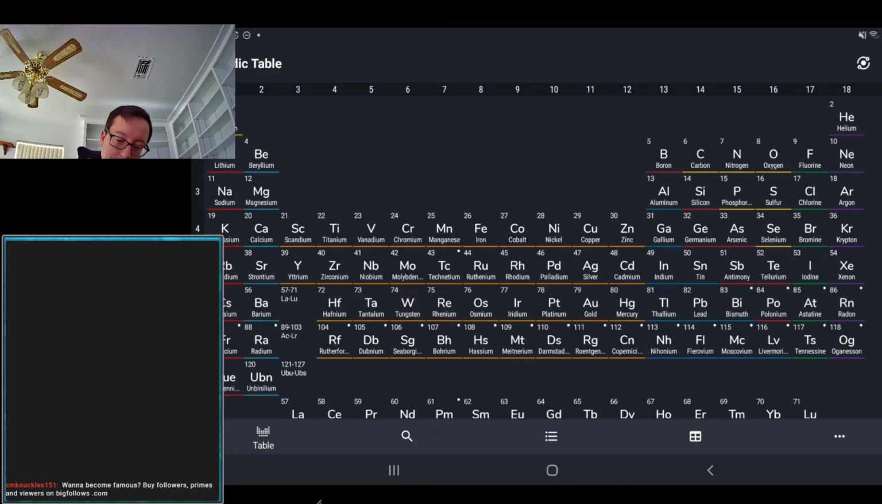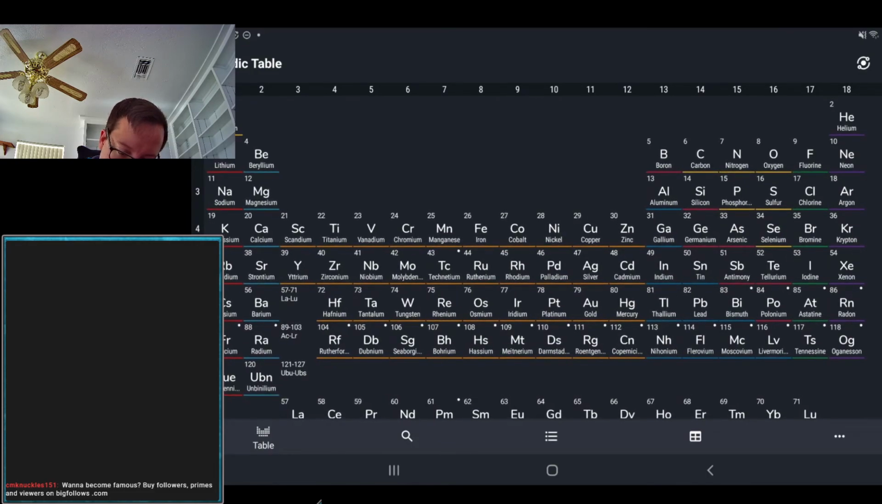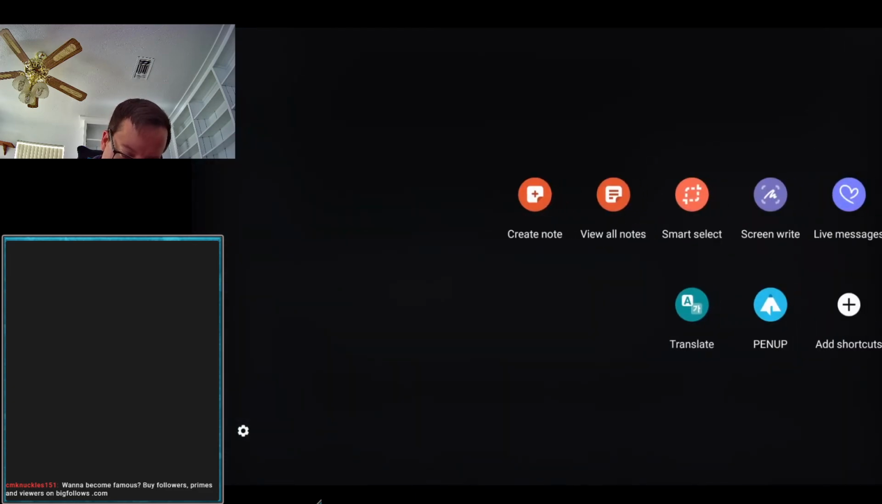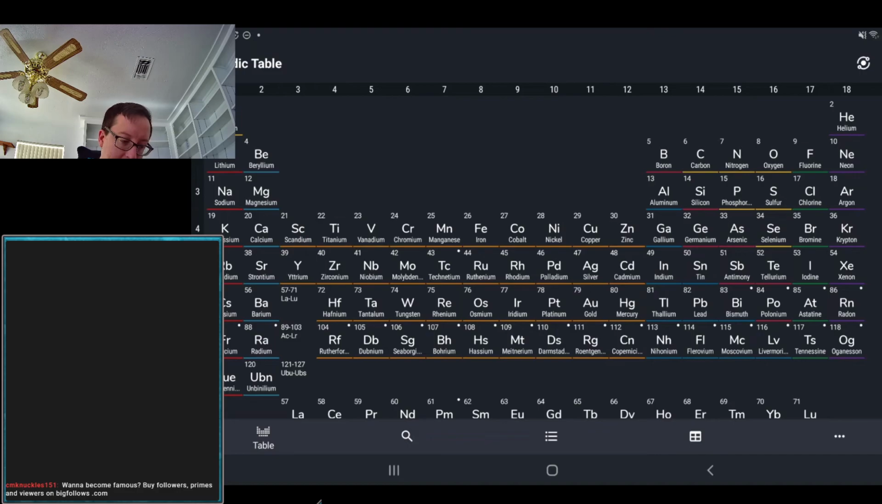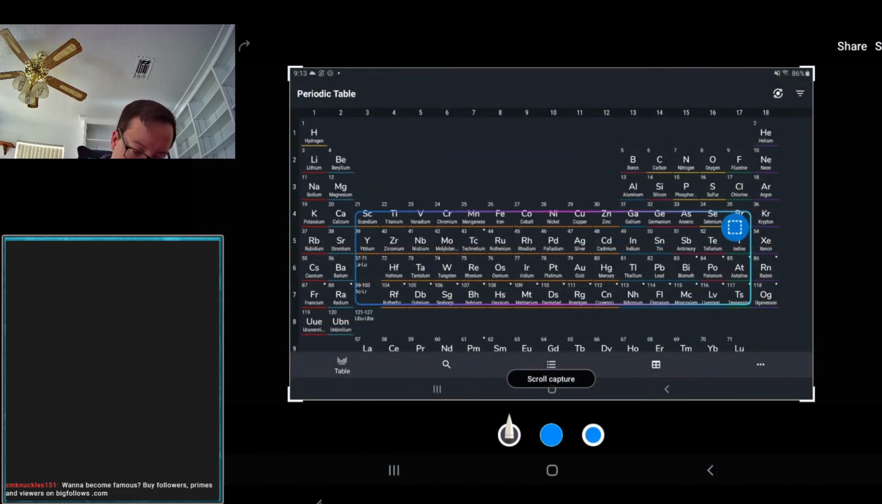Well, in fact, let me see. I think I should be able to write on this somehow. Aha, there we go. Screen right, there we go. I think it copies it and then I can write on it. So, selenium, no, go away. So selenium, here.